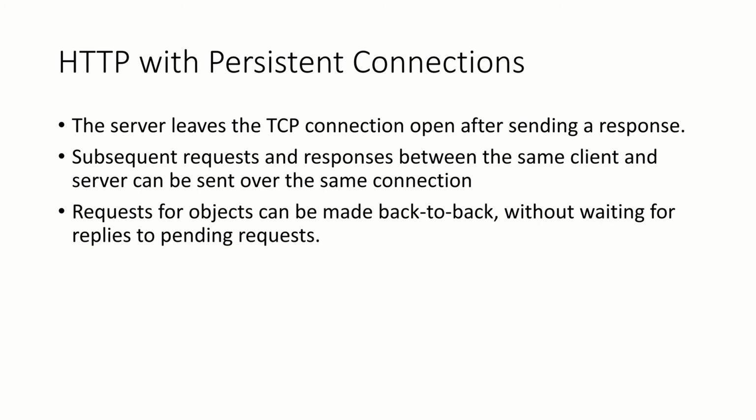Now for HTTP with persistent connections. With HTTP 1.1 persistent connections, the server leaves the TCP connection open after sending a response. Subsequent requests and responses between the same client and server can be sent over the same connection. In particular, an entire web page with numerous objects can be sent over a single persistent TCP connection.